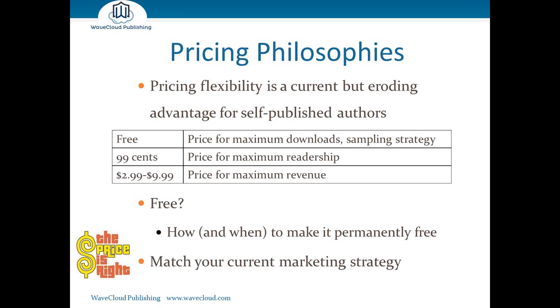And then the next pricing strategy, of course, is the price for maximum revenue. So, you know, his research shows that book pricing and book demand follows a power curve, and so your maximum readership price of 99 cents may not be your maximum total revenue price. And I'll talk about what that means in just a moment.